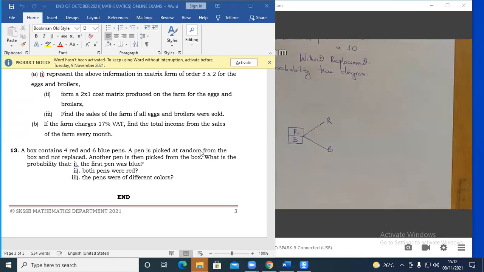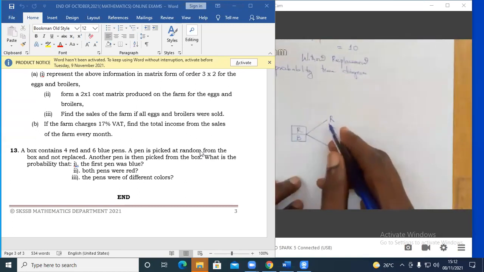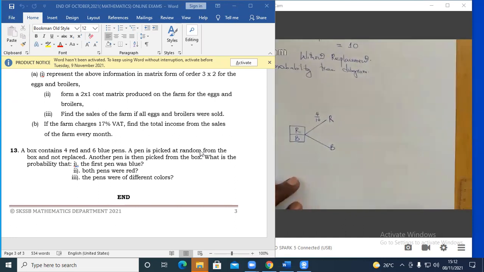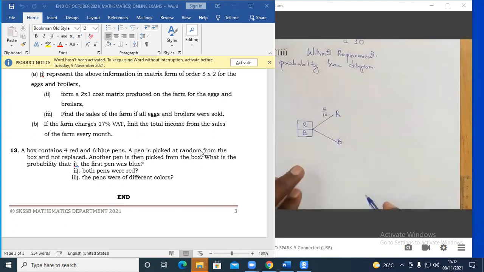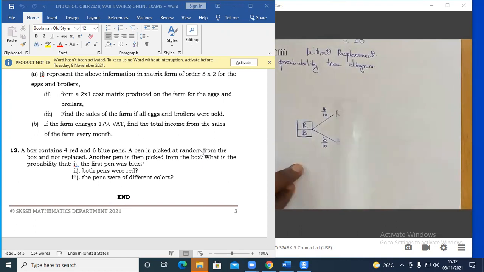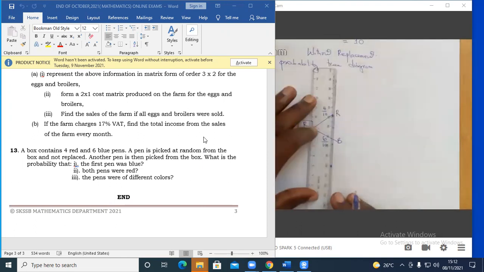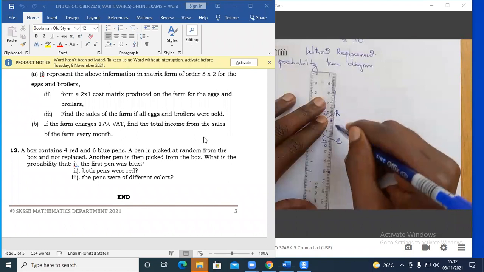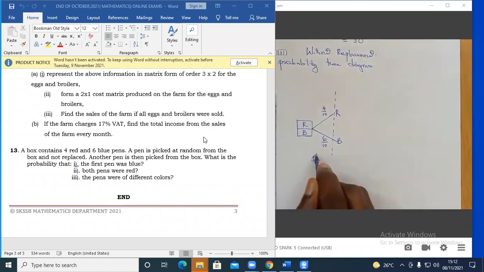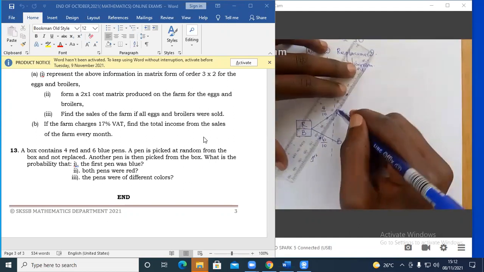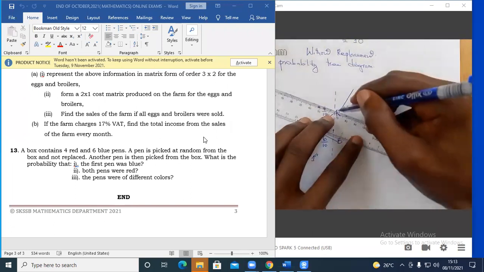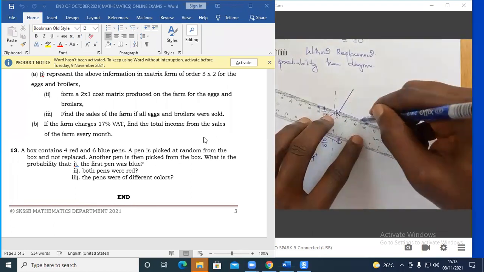So what's the probability of picking red? 4 out of 10. What's the probability of picking blue? 6 out of 10. That was the first one. Then they said another pen was also picked. We are going for the second picking now.